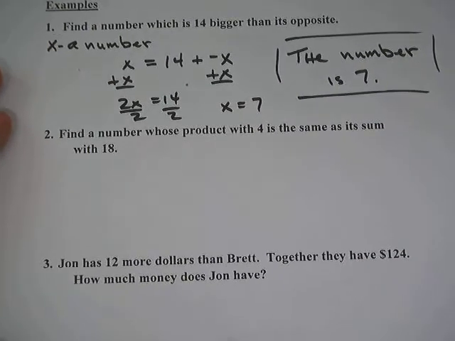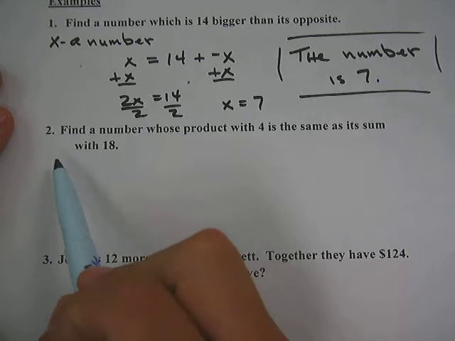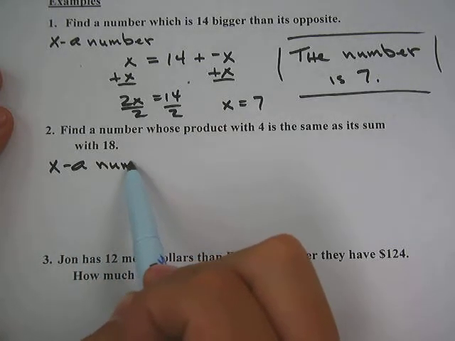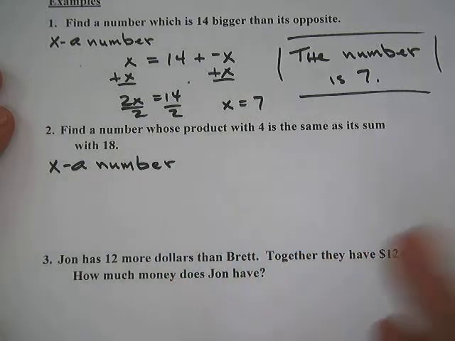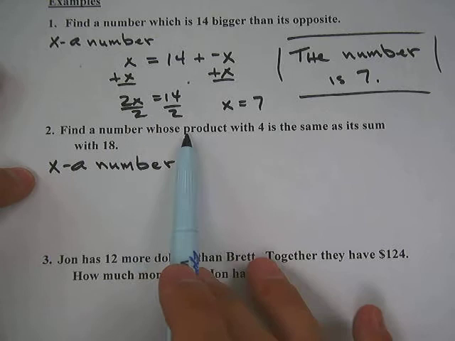Okay, so hopefully it makes sense. Let's try another one. The next one says, find a number whose product with 4 is the same as its sum with 18. So again, let's just start with declaring a variable. So I'm just going to say x. And again, this time it's a number. Now it'll be different. It's not always going to be a number, but for now, these have been.